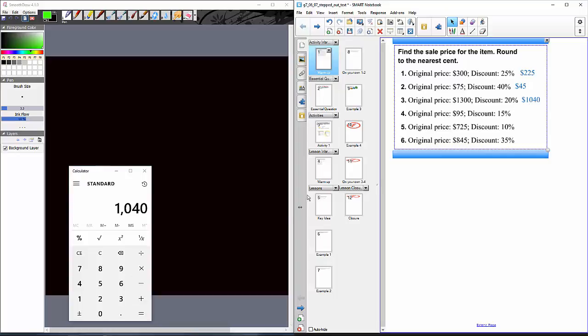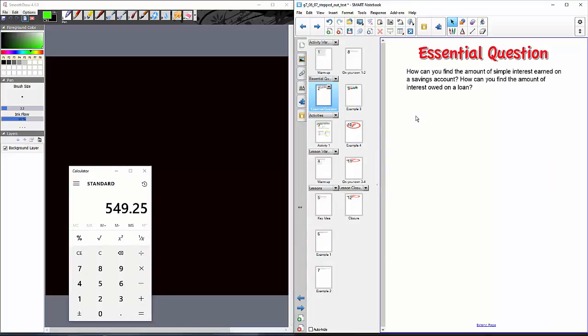So next one, I'm getting 15% off, so I'm paying 85% times 95. Next one, 90%, right? That's what you're paying for. Times 725. And the last one. Looks like I'm getting 35% off, so 100 minus 35. So I'm paying 65% times 45. There it is. And that's how you do all those.